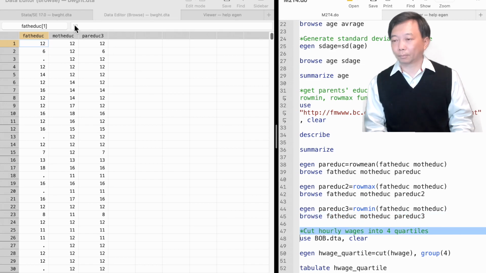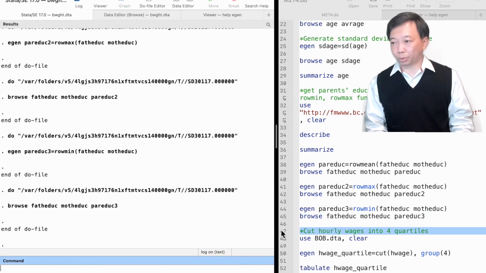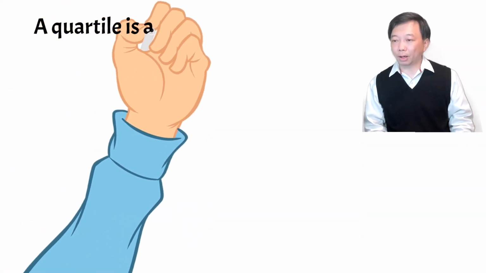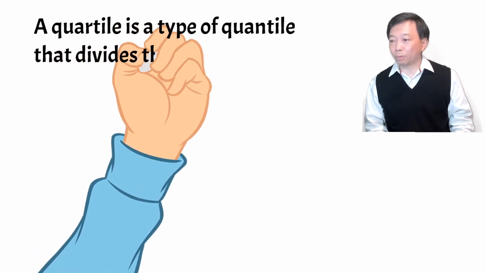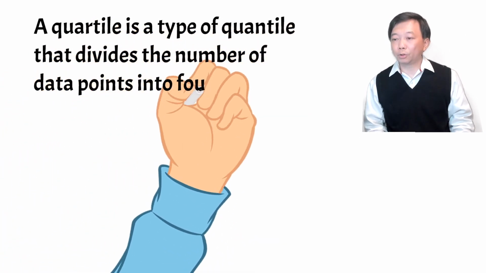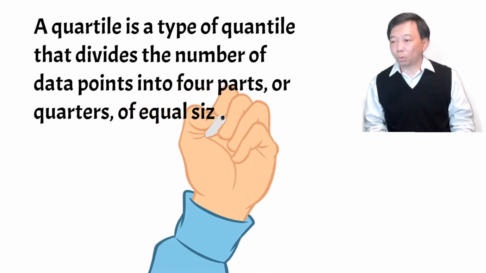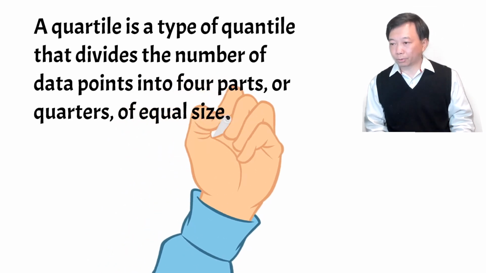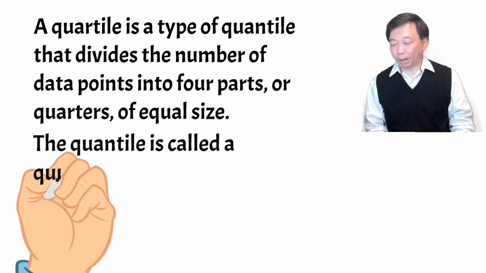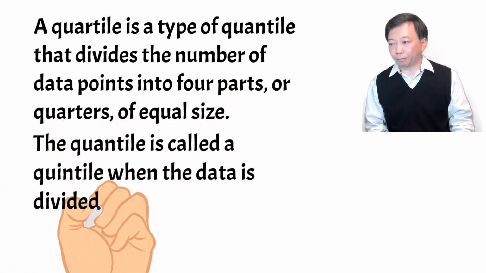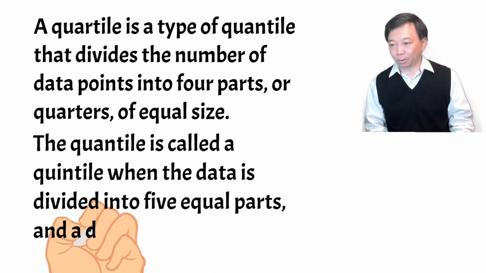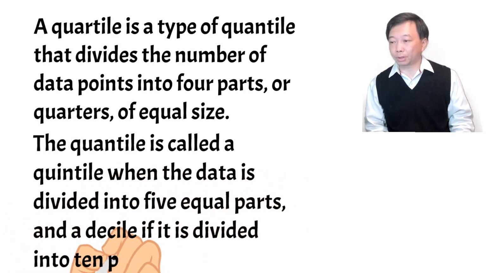Finally, let me show you how to create quartiles, quintiles, and deciles using the cut function. A quartile is a type of quantile that divides the number of data points into 4 parts, or quarters, of equal size. The quantile is called a quintile when the data is divided into 5 equal parts, and a decile if it is divided into 10 parts.